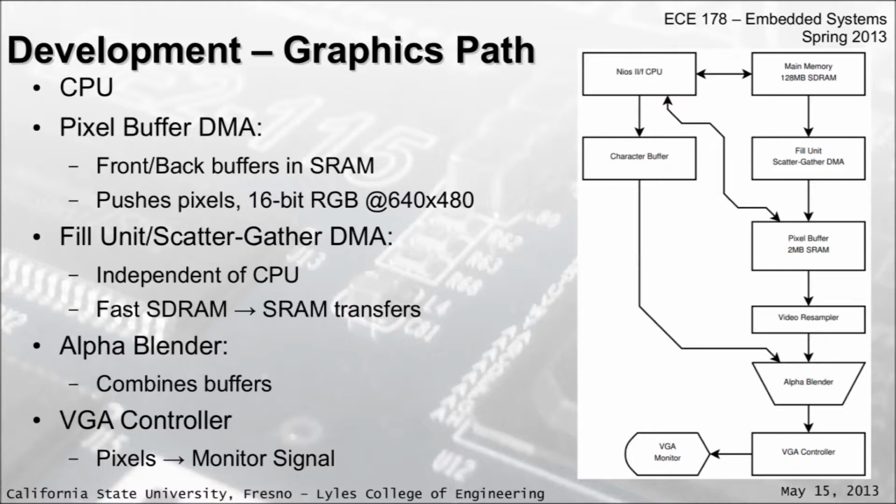And from the pixel buffer, it's sent to a video resampler that adjusts the bit depth of the video from 16 bits at 640 by 480 to 10 bits per channel, so 30-bit RGB. And then the alpha blender combines both the drawn graphics, the background and the lines, and the text from the character buffer all into one contiguous signal. That's then sent to the VGA controller and then out the port to the monitor.